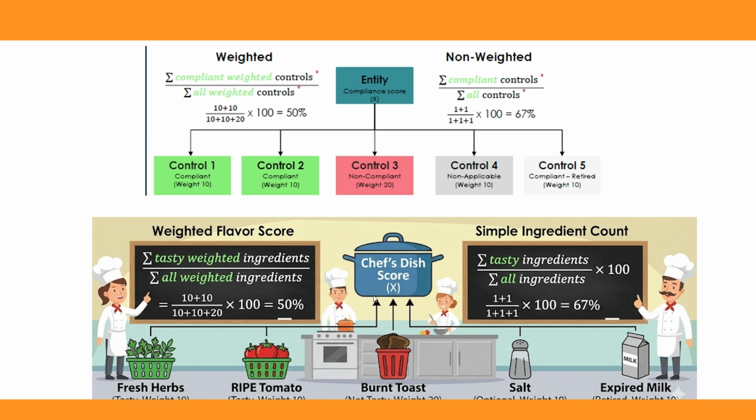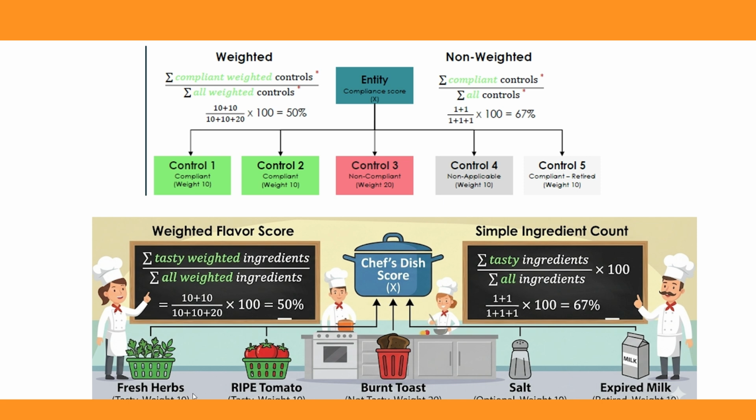Now the result is 50%. How is it coming? Let's try to understand in a very unusual way. This method cares about importance. In this logic, not all ingredients are created equal. The burnt toast is a major disaster, which has a weight of 20. Over here, it is 20. Whereas the fresh herbs are only a minor success, with a weight of 10.